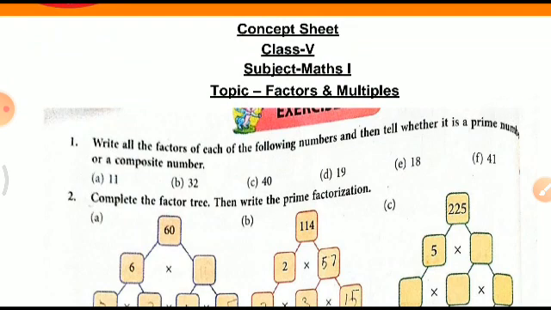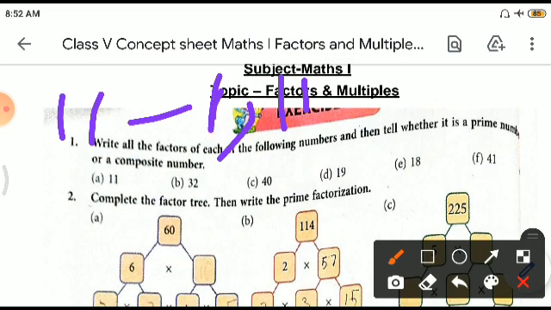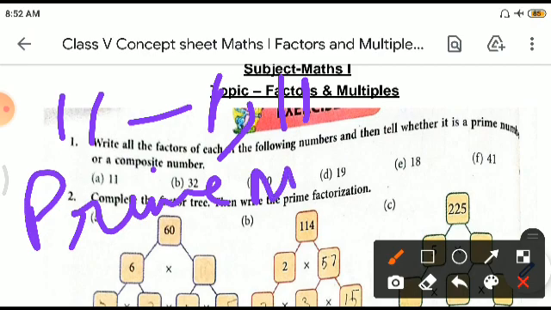Write all the factors of each of the following numbers and tell whether it is a prime number or a composite number. Now 11 is not divided by any other number except 1 and 11 itself. It has only two numbers to divide. So such numbers are called prime numbers. So 11 becomes prime, right? So you will be writing like this, and then you will be writing prime number.